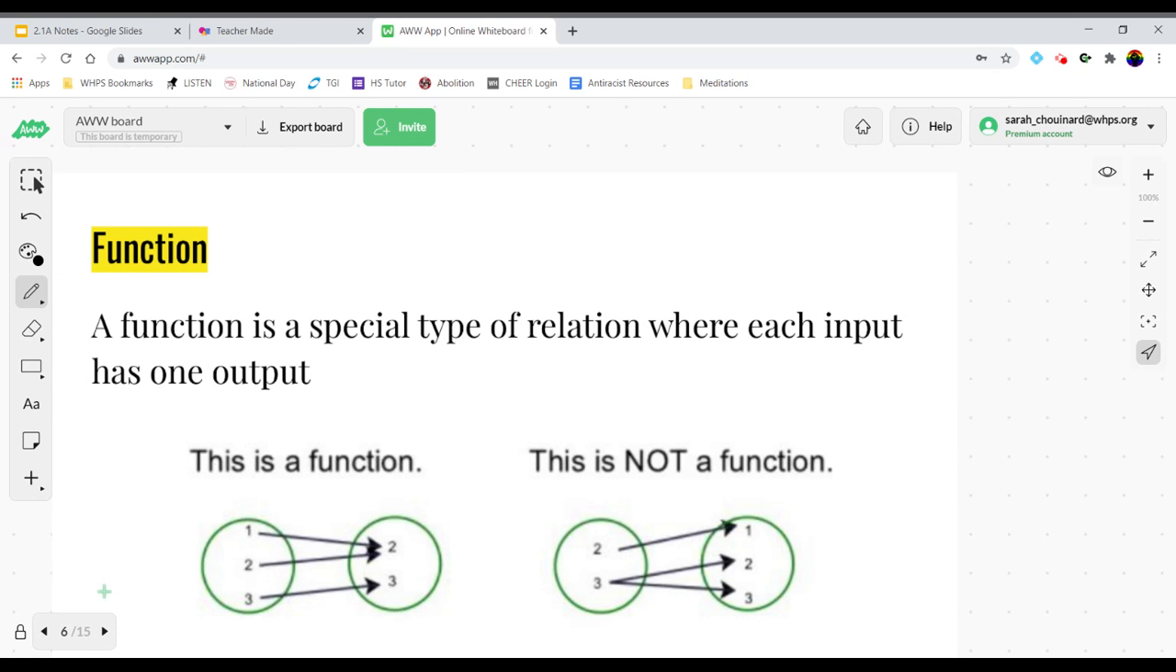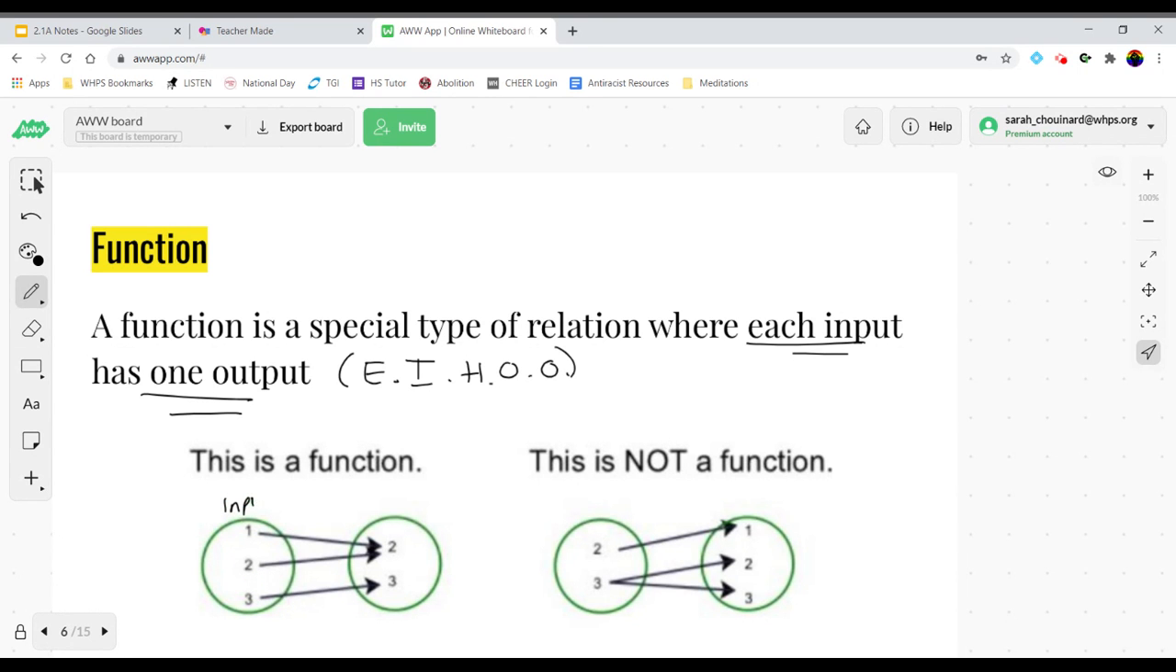Because the definition of function is a special type of relation where each input has one output. And we say this so much that I actually use an acronym for it. I use EHU, each input has one output, because we say this phrase so much to justify why something is a function.